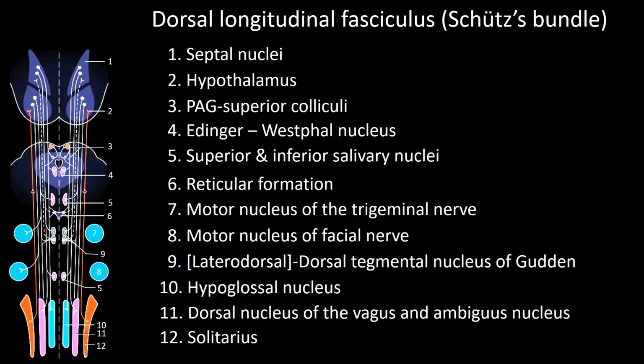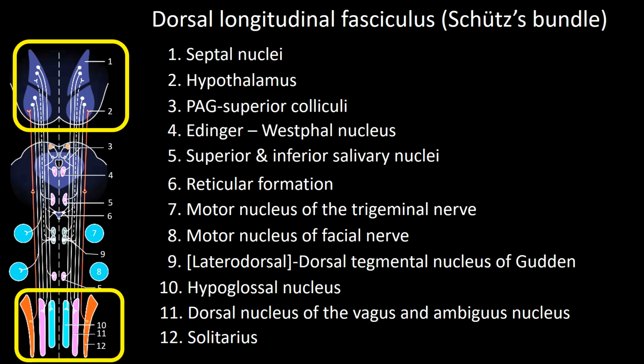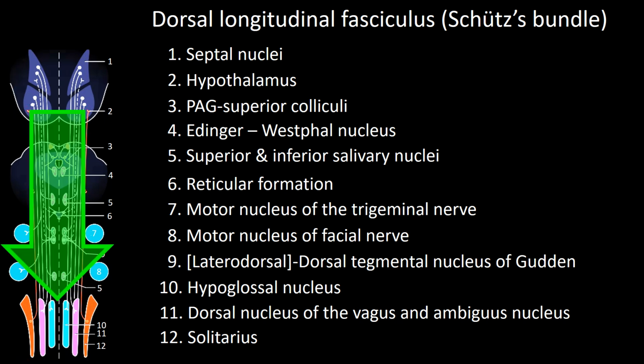I will use this figure to name the components and the relation between the components of the DLF. The DLF is a tract with descending and ascending fibers. It interconnects some regions of the basal forebrain with various cranial nerve nuclei, mainly those with motor visceral functions. We will first address the descending fibers.